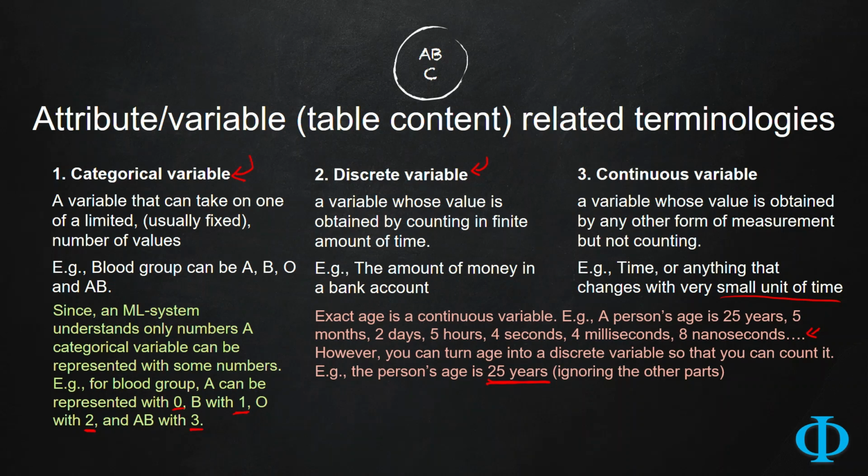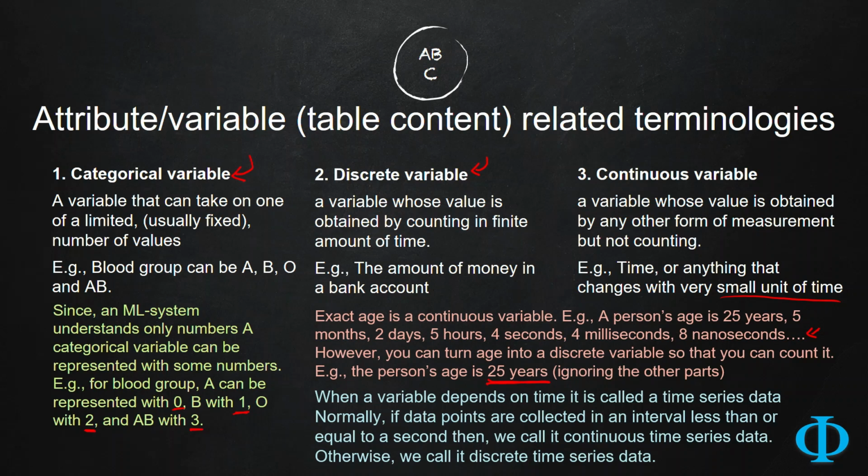It is not changing with every small granular unit of time like nanoseconds. It is taking a long time, and this is a year. It is changing over years and you can easily count it. So now age is a discrete variable. So when age is expressed in years only, it is a discrete variable, whereas the exact age, which is changing in every second, is called a continuous variable.